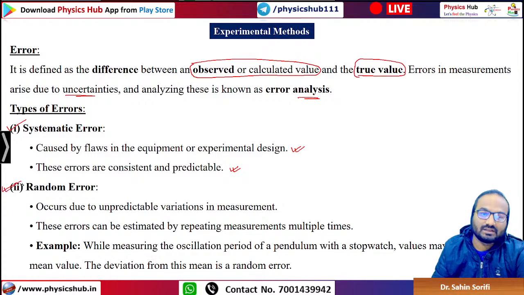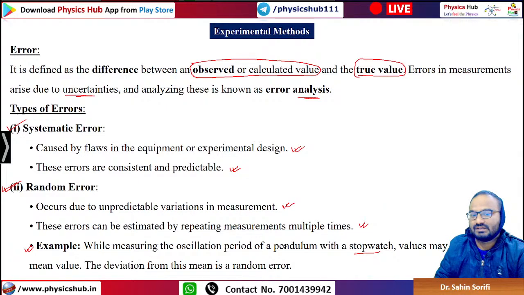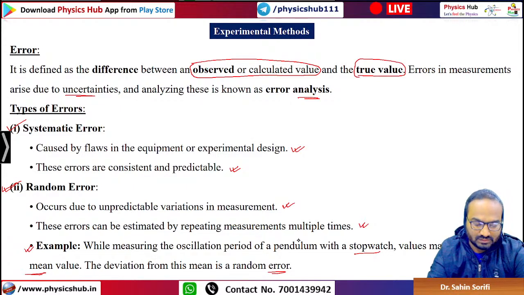Random error, on the other hand, occurs due to unpredictable variations in measurement. These errors can be estimated by repeating measurements multiple times. One beautiful example is shown here. While measuring the oscillation period of a pendulum with a stopwatch, you are keeping everything the same: the same stopwatch, the same pendulum, the same thread. Still, you get slightly different oscillation times. So values may vary around a mean value, and this deviation from the mean is a random error. I hope you understood the different types of errors.